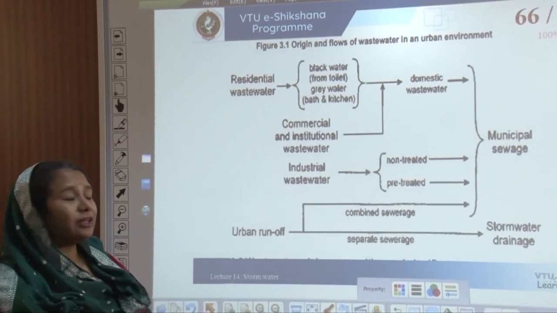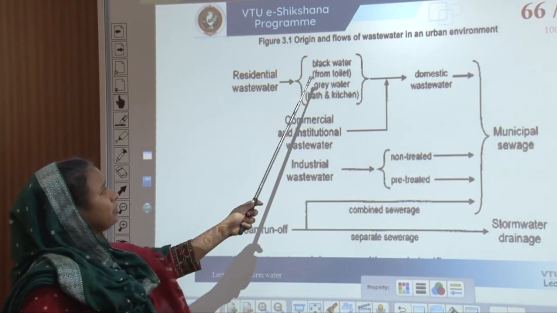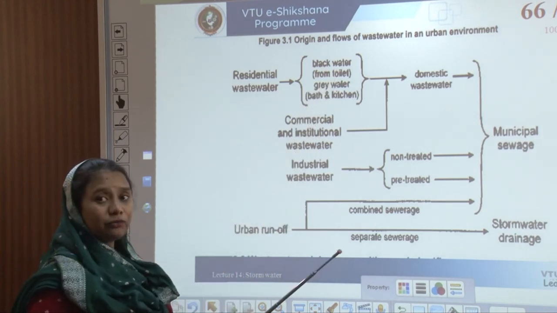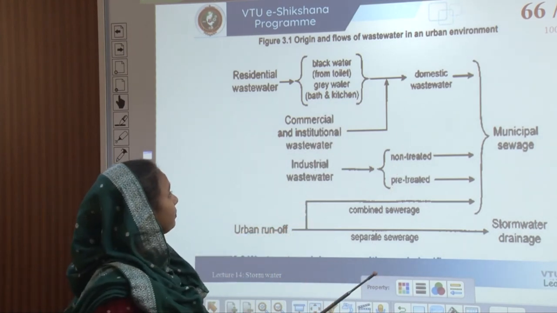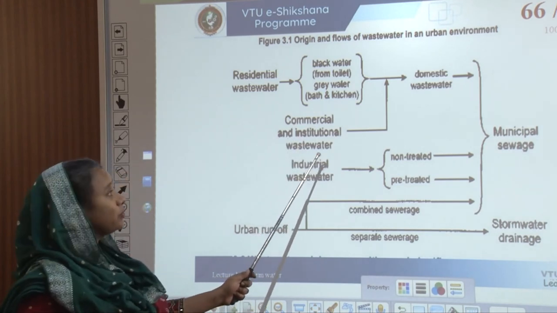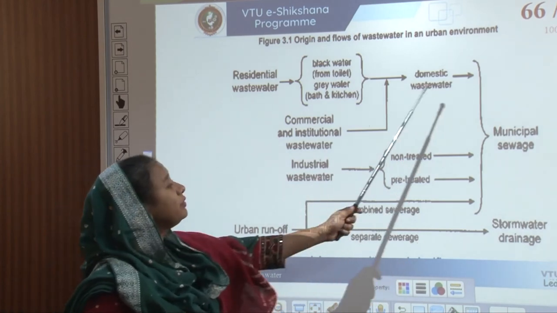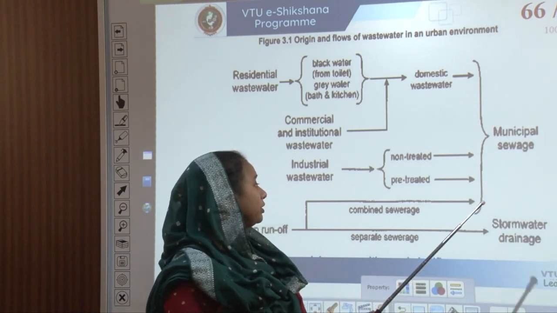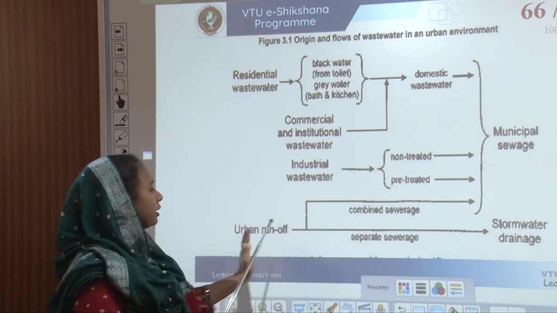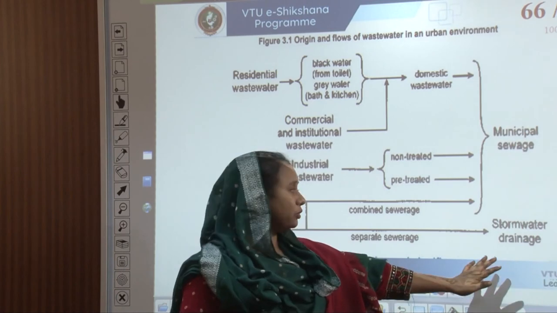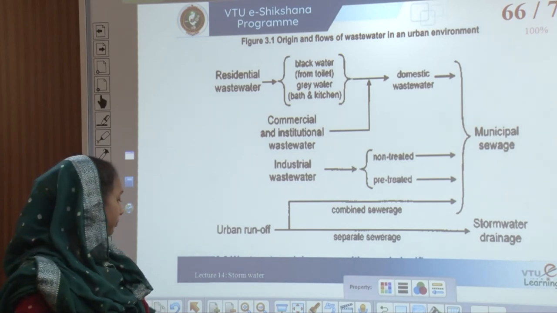If you understand the whole cycle of wastewater in an urban environment, you see there is residential wastewater, which is basically black water and grey water, black water coming out of toilets and grey water which comes out of bathing and kitchen spaces, which is called domestic wastewater. Along with it, commercial and institutional wastewater also join, and there would be industrial wastewater, non-treated and treated. All of them together merge at the municipal sewage. This municipal sewage would either have a separate sewage system or a combined sewage system, where all the urban runoff is also included when it enters your stormwater drainage. So, this is the whole cycle of the flow of wastewater in any urban environment.